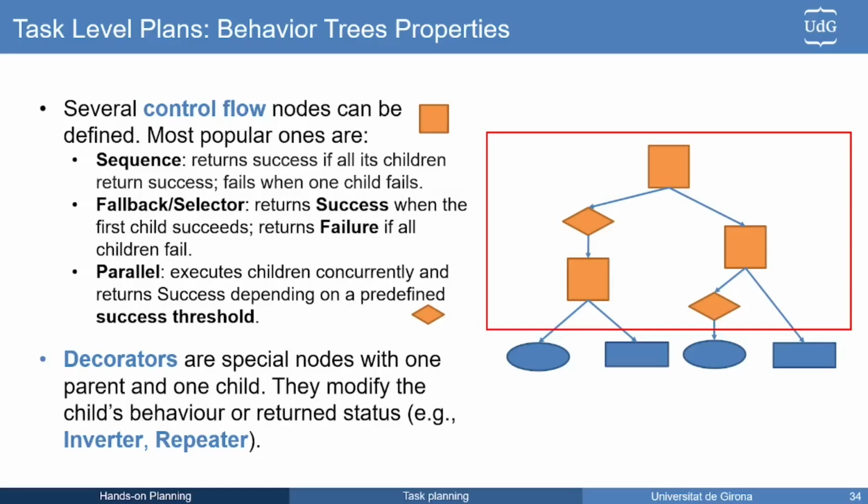I can have another decorator that just inverts. If something returns a failure, it returns a success. If something returns a success, it returns a failure. An inverter. It's very useful, the inverter. You will see it in some of the exercises that we will do, etc. But this is all. This is the whole theory to explain what a behavior tree is, basically, in a nutshell.